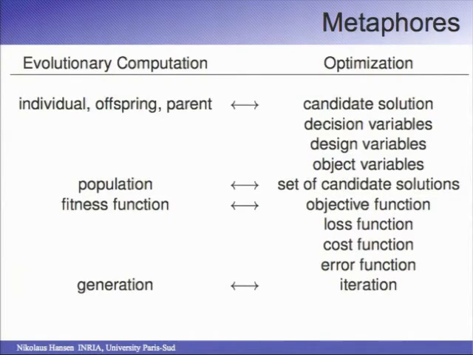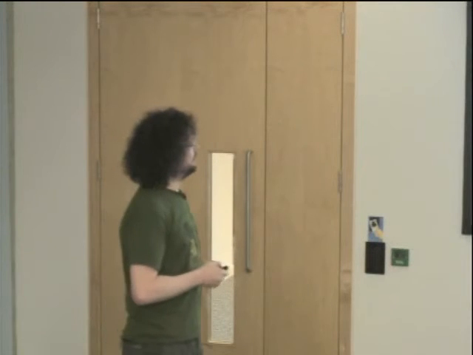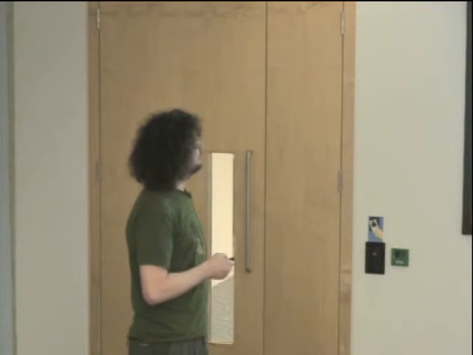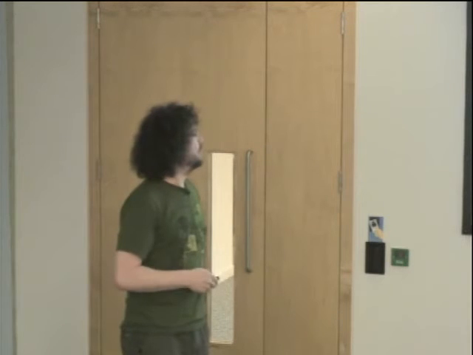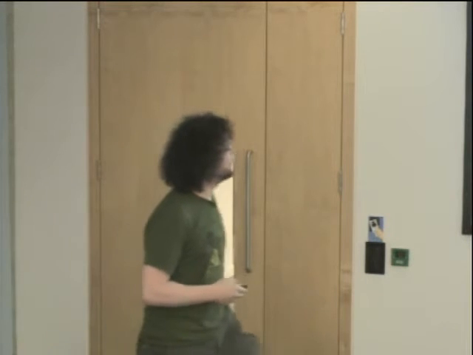I won't talk much about the biological motivation. This will be one slide where we see that, well, evolution is an optimization process, and we can make the comparison. In evolutionary computation, we talk about individuals, offspring, parent. In optimization, we talk about a candidate solution or a vector of decision variables, design or object variables. We have a population, which is an important concept, I think, in evolutionary computation, which is a set of candidate solutions. So we usually operate on a set and not on single candidate solutions. We have a fitness function, which is an objective, loss, cost or error function, and the generation compared to an iteration.